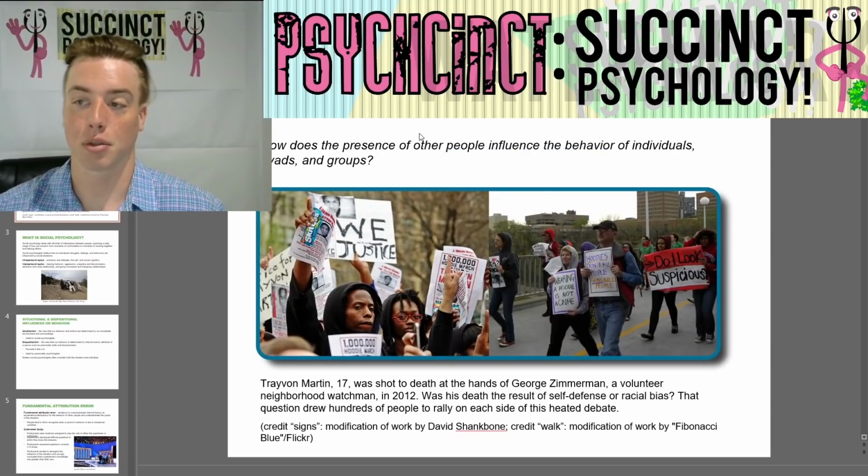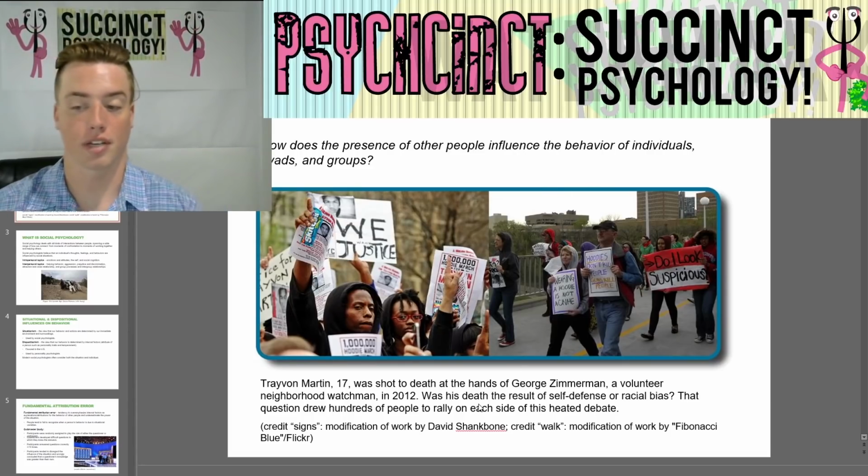So, social psychology: how does the presence of other people influence the behavior of individuals, dyads, and groups? Trayvon Martin, 17, was shot to death at the hands of George Zimmerman, a volunteer neighborhood watchman, in 2012. Was his death the result of self-defense or a racial bias? That question drew hundreds of people to rally on each side of this heated debate.